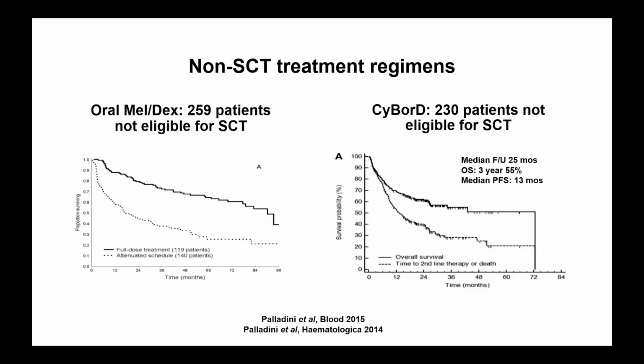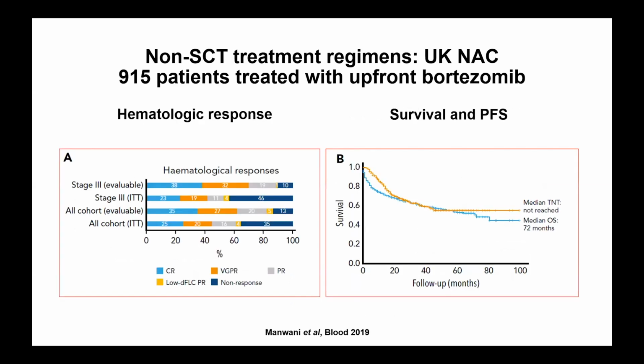How about the overall survival? When low-dose attenuated weekly dexamethasone was used for oral melphalan dexamethasone, the median overall survival was 20 months. For the CyBorD paper, with a median follow-up of 25 months, 3-year overall survival was 55%, and the median progression-free survival was 13 months in this Italian paper.